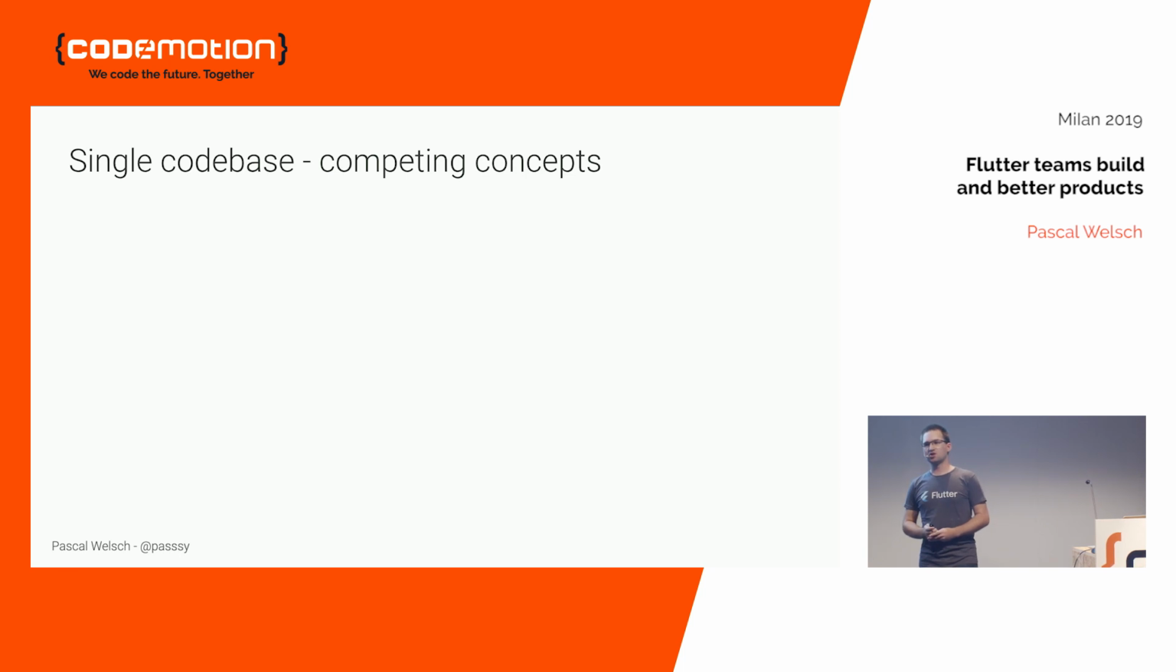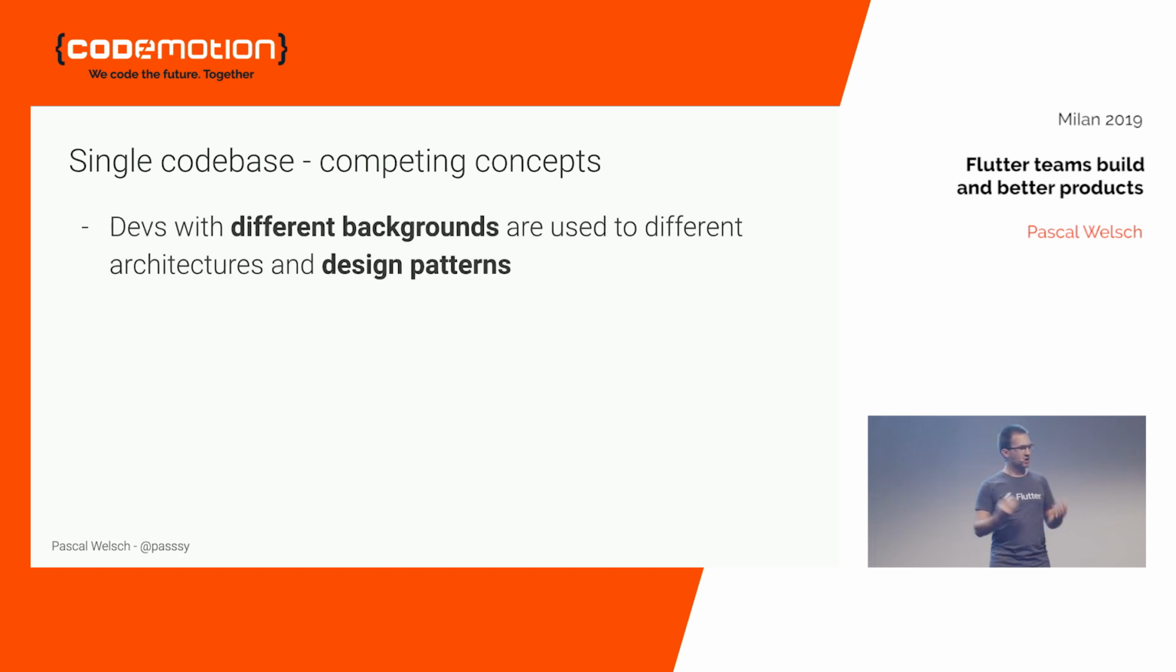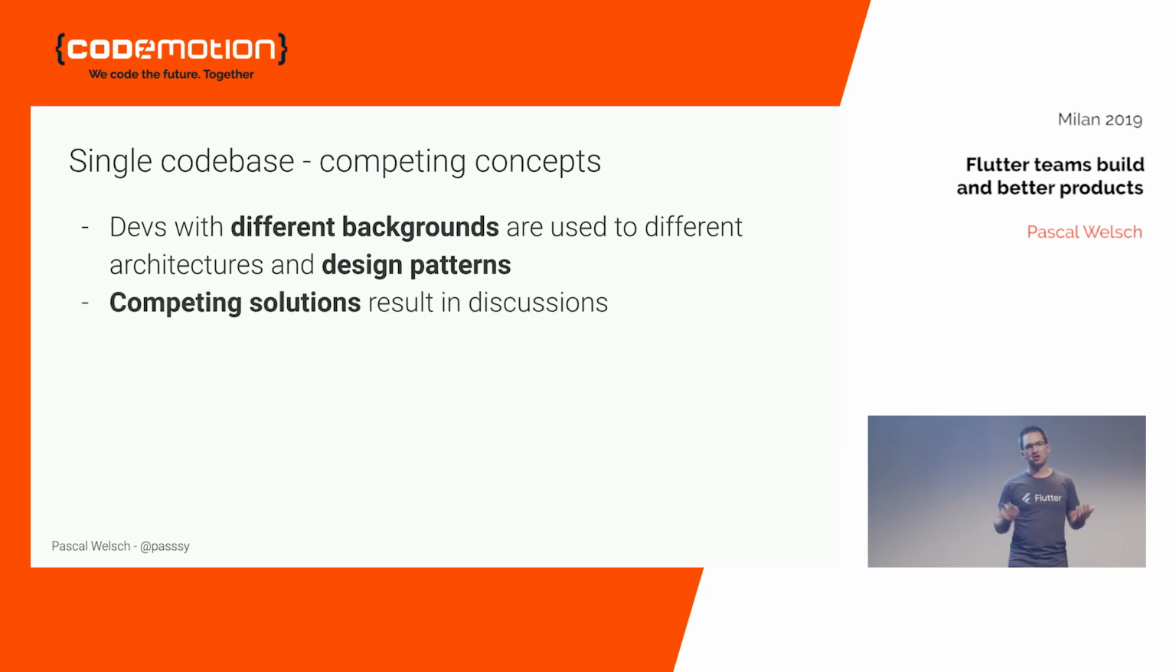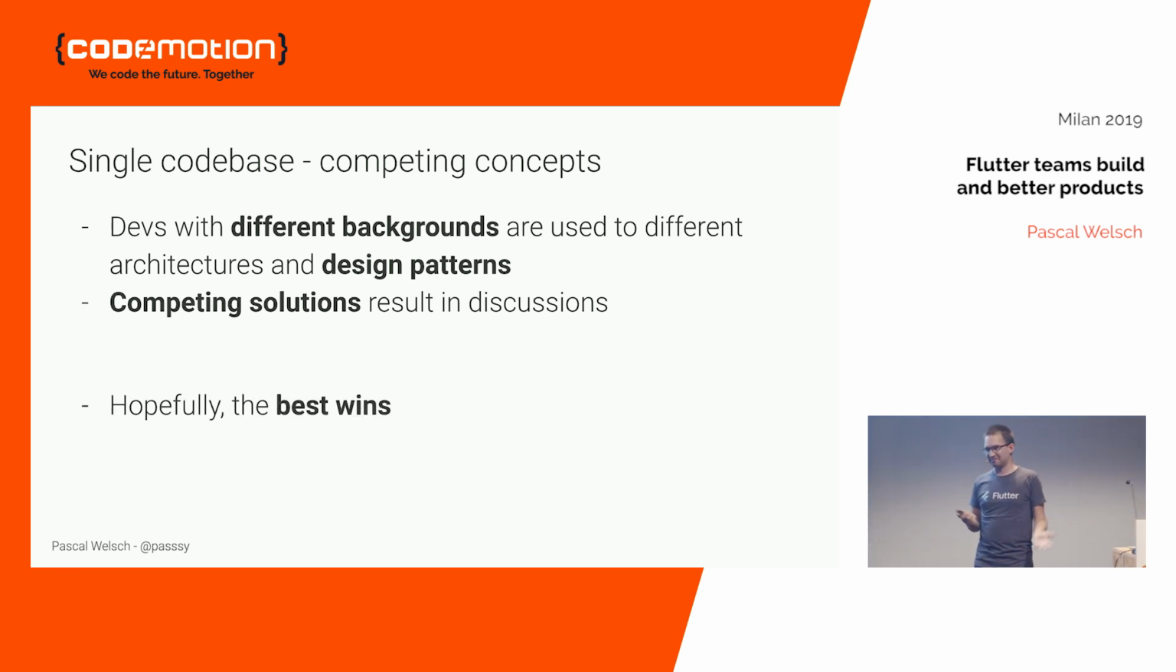You will also see competing concepts if you combine a group of people with very diverse backgrounds. Because when they have different backgrounds, they might have different design patterns in mind when they try to solve a problem. That's a good thing, because now the team can decide whether one solution is good or one is bad, and where the benefits of the other one are compared to this one. And it ends up with the best solution, hopefully.